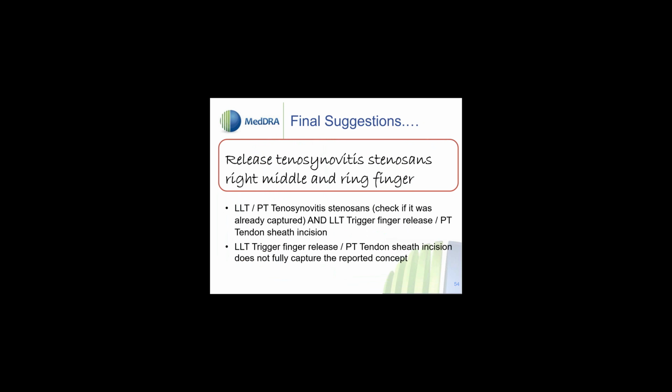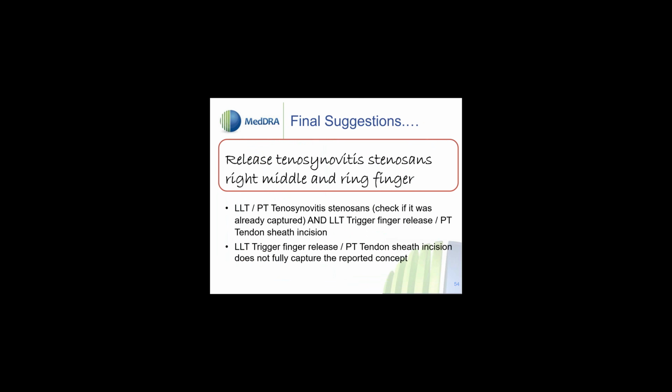The correct assignment would be LLT and PT tenosynovitis stenosans and LLT trigger finger release when taking the preferred approach of the PTC guidance. But check if the diagnosis was already captured, either as previous adverse events or as a medical history condition. LLT trigger finger release does not fully capture the concept because it is not exclusively done for treating stenosing tenosynovitis. You may consider this too picky, but it is in line with the MedDRA hierarchy.